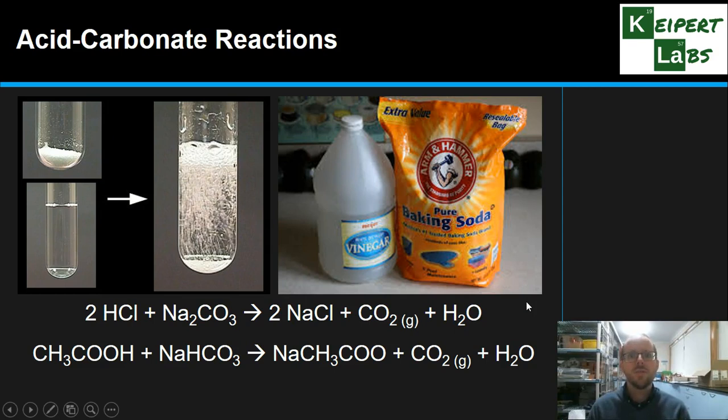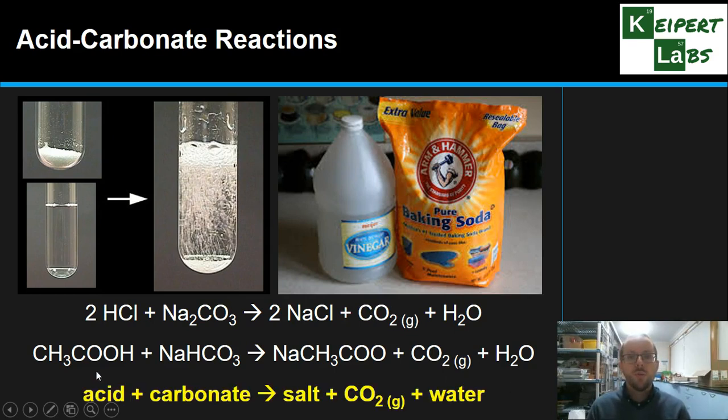That's the whole point of doing the vinegar and bicarb reaction, that we get that fizzing, that bubbling. It's due to the fact that there are carbon and oxygen atoms in the carbonate compound that we're reacting. That's where that carbon dioxide comes from. So this is the general reaction that we have. Acid plus carbonate, so something that's got these carbonates in it, goes to salt, carbon dioxide gas, and water.